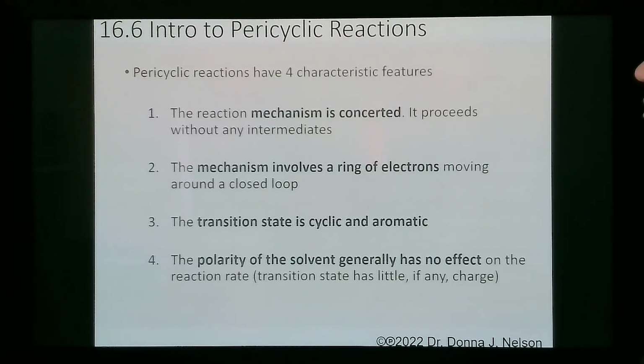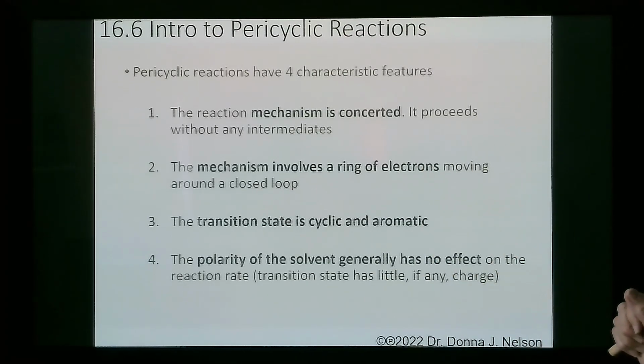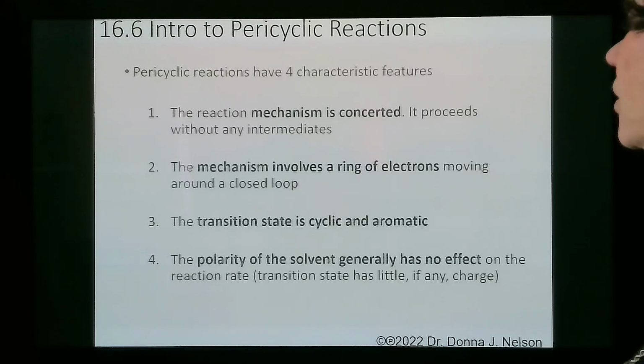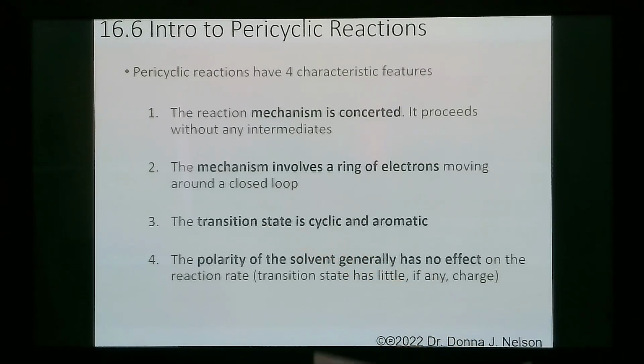Pericyclic reactions, regardless of which type they are, have 4 characteristic features. The reaction mechanism is concerted. It's never stepwise. It proceeds without any intermediates, so there are no charged intermediates involved. There's no charge control. The mechanism involves a ring of electrons moving around a closed loop. The transition state is cyclic, and actually you can think of it as aromatic.